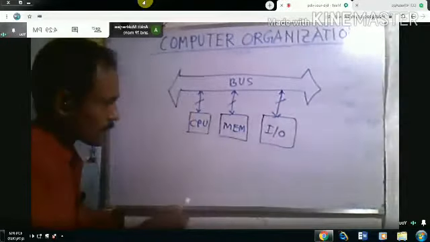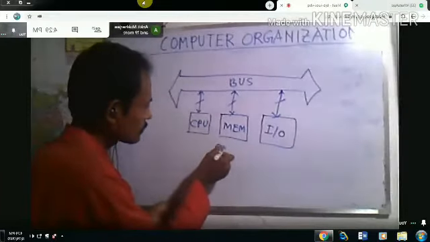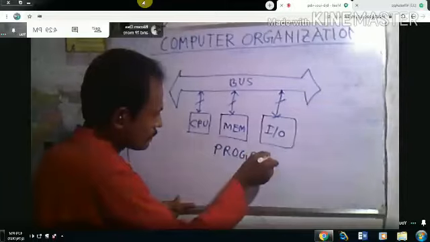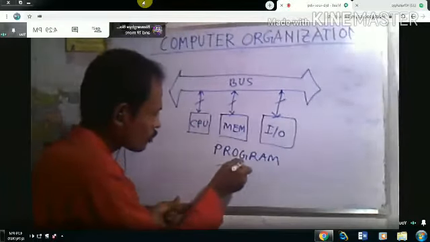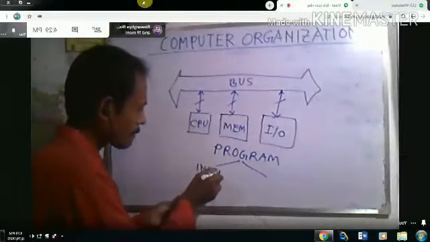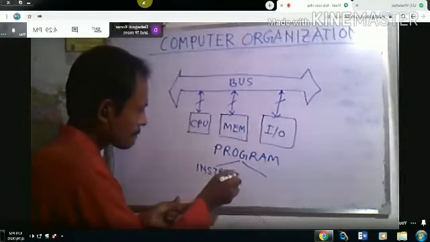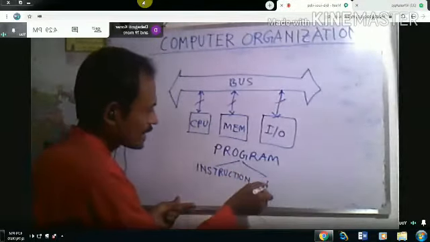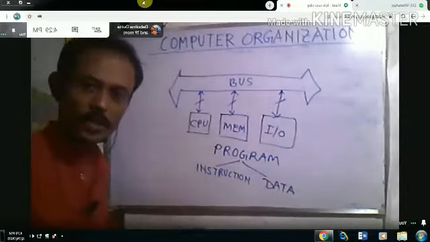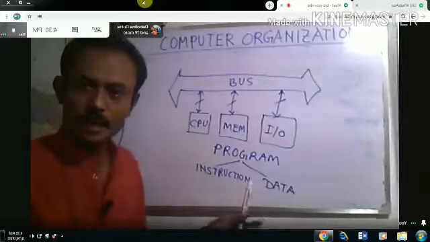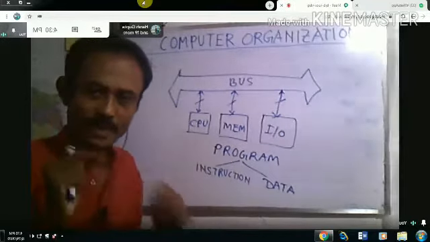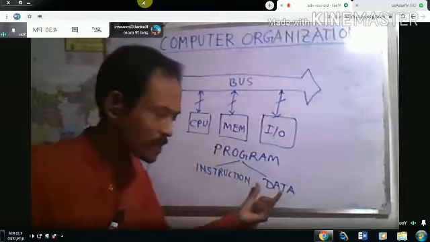So this program consists of two parts. One is called instruction, another is called data. Instruction and data. Clear? So when you execute a program, it has some instructions and some data. So what do we mean by instruction and data?